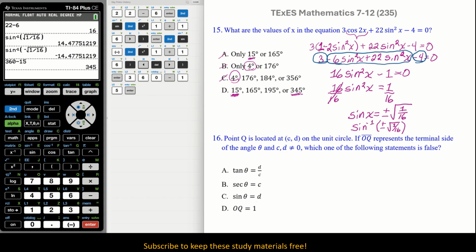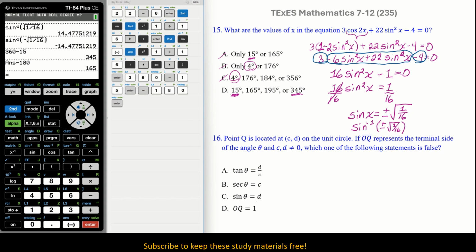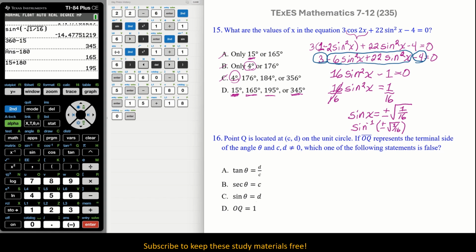So we can say 345 minus 180. That gives me the 165. Okay, then I can also say 15 plus the 180, and that equals 195. So that would be the only option that would include all 4 quadrants correctly. C does, but automatically when they said 4 degrees, I was like, well, that just isn't going to work. Okay. All right. All right, let's go to number 16.